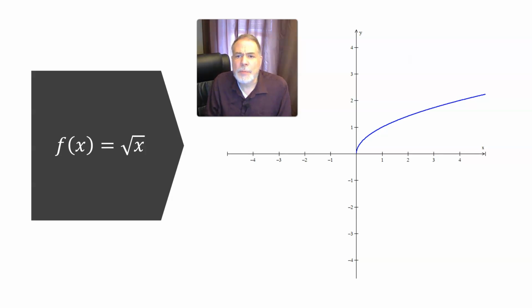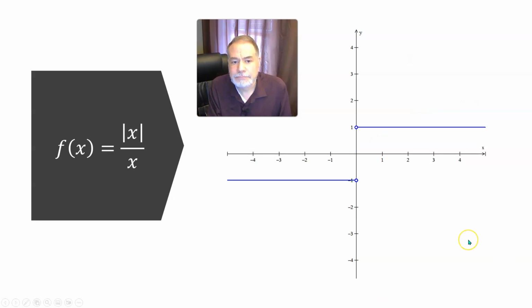The other reason we might want to consider one-sided limits is if something completely different happens on either side of a number. We have one thing happening when x is a little bit less than that number, and something completely different happening when x is greater than that number. Here's an example of where that happens.